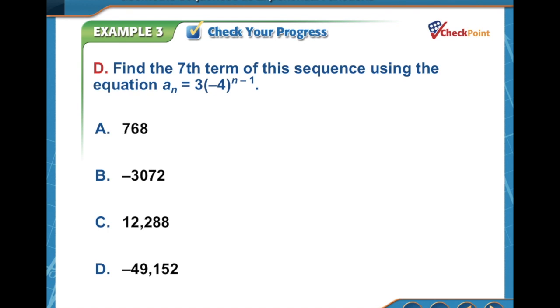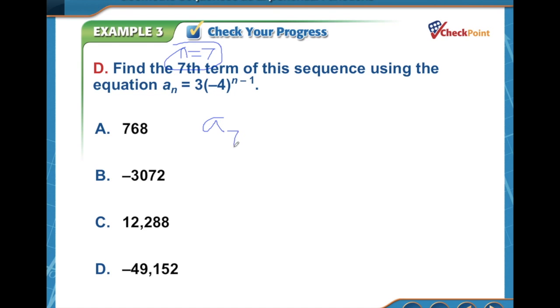Great, so let's look at 3D. One more example of this kind of problem. So let's apply the same equation. They ask us now to find the 7th term. So to find the 7th term means when n is 7. So let's take that, use that in our equation to now find what we need.